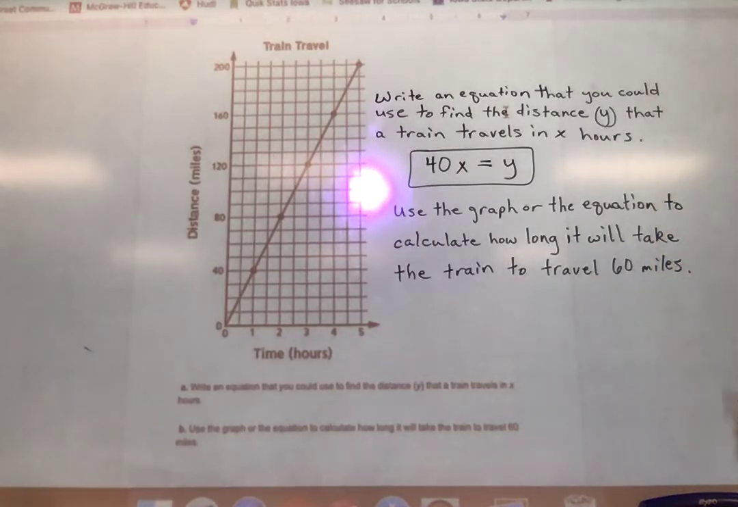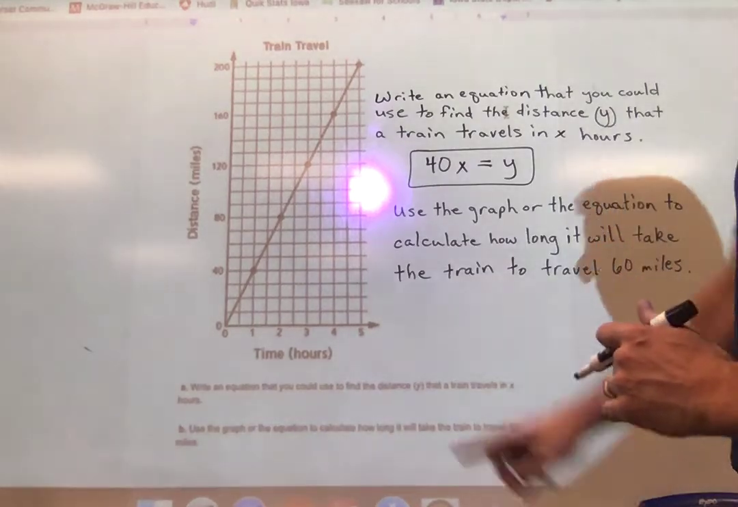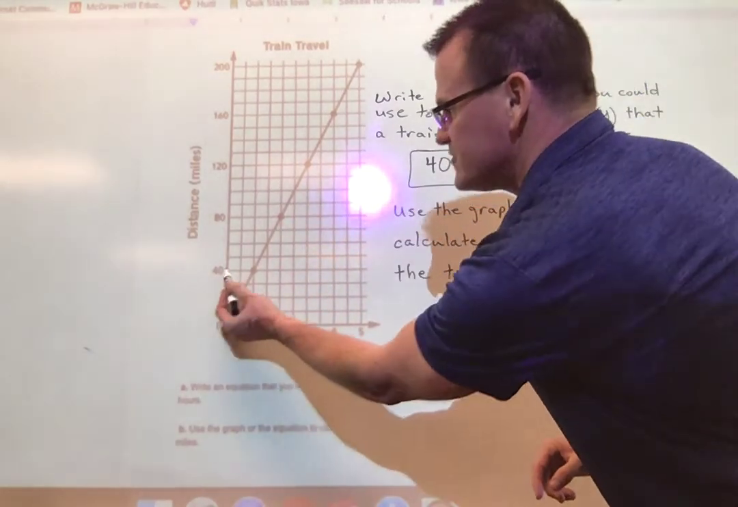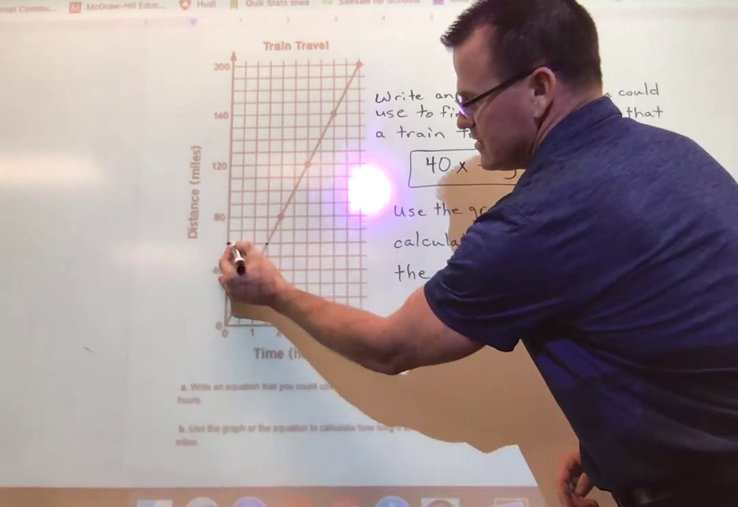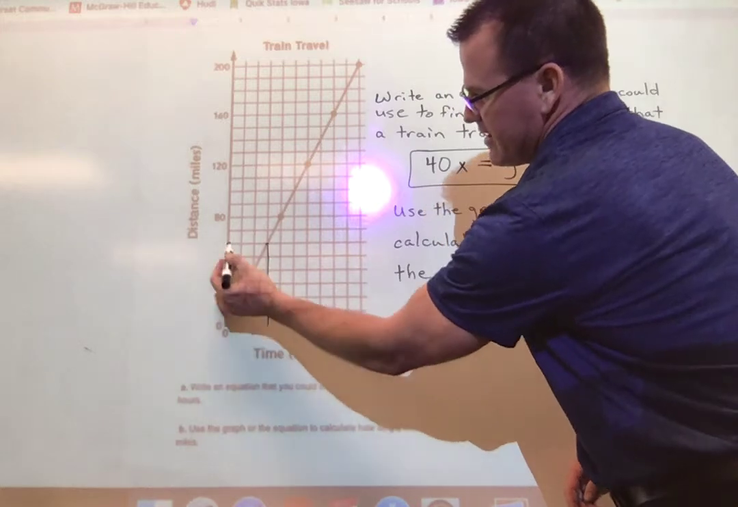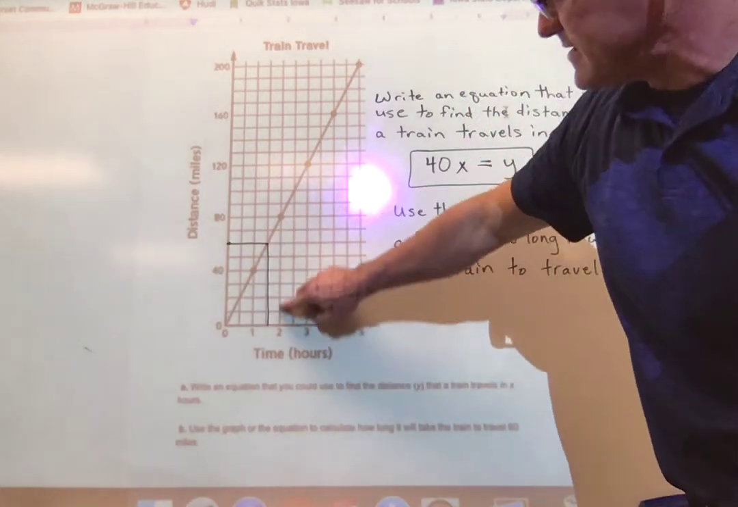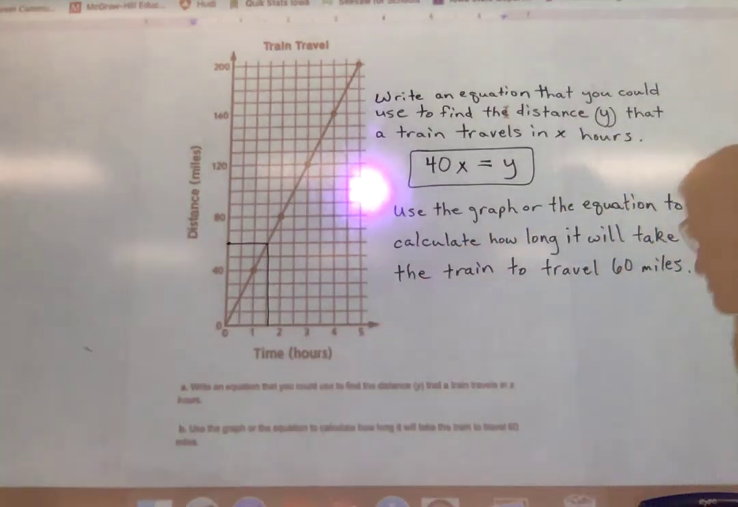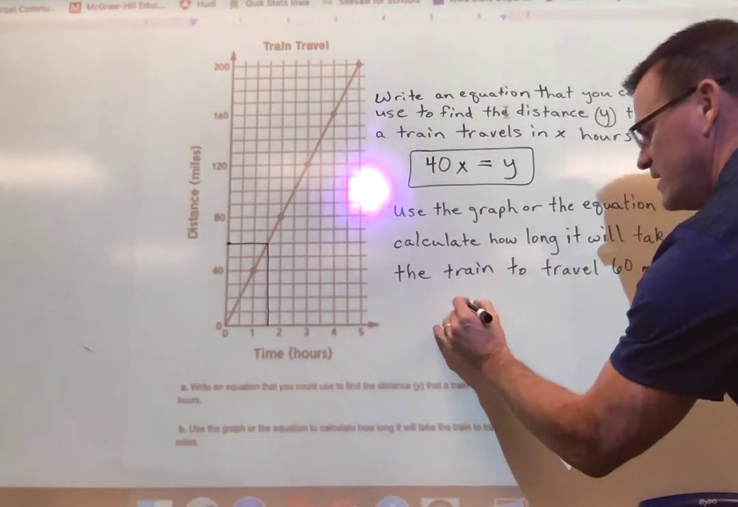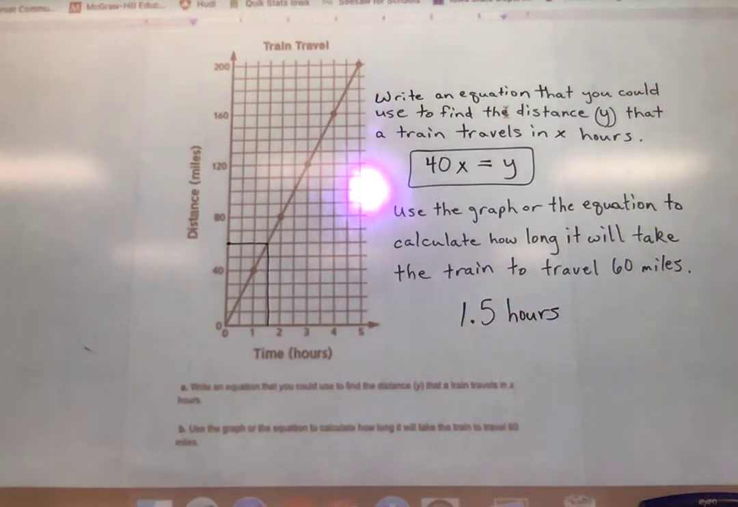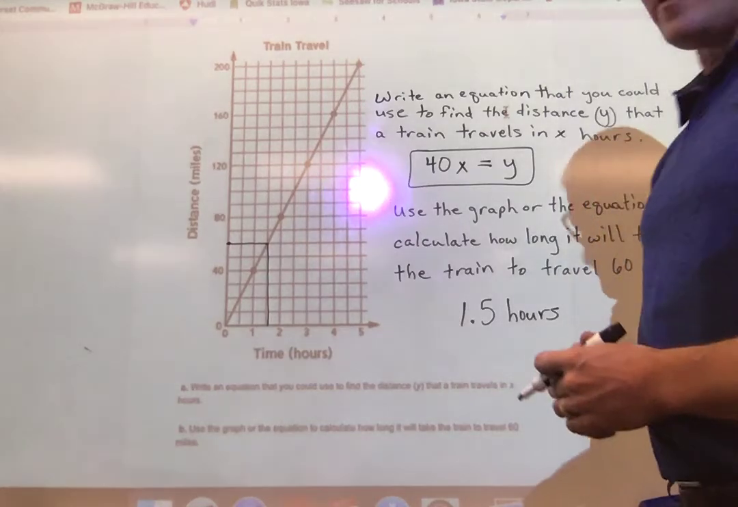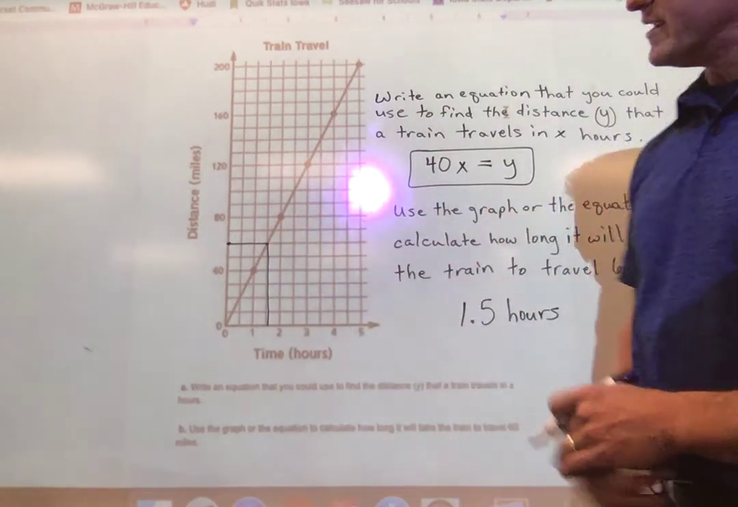All right, so the next part is to use the graph or the equation to calculate how long it will take the train to travel 60 miles. Okay, so I'm going to use the graph first here. 60 miles, here's 40, so halfway, looks like it's 50, 60, 70, 80. They're going by tens there. So if I go right down to here and follow the graph over and up, I see right there at 60 miles, we're halfway between 1 and 2. So that would be 1.5 hours. I could do it that way, or 1.5 hours to go 60 miles, which makes sense because a full hour is 40. So if I go a half, it would be 20. So 40 plus the 20 more would be 60.